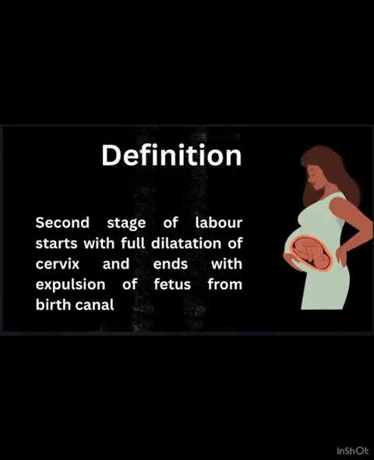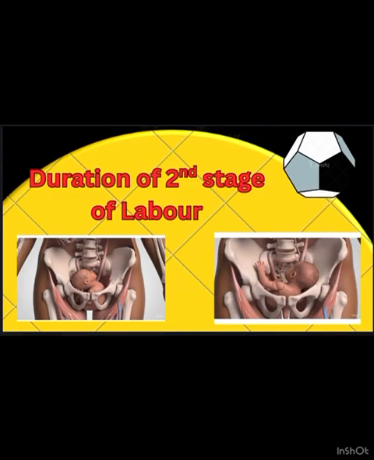So now come to the second stage of labor. Second stage of labor starts with full dilation of cervix and ends with the expulsion of fetus from the birth canal. Now discuss duration of second stage of labor. In primigravida, birth is usually completed within 3 hours, whereas in multigravida, birth is usually completed within 2 hours.